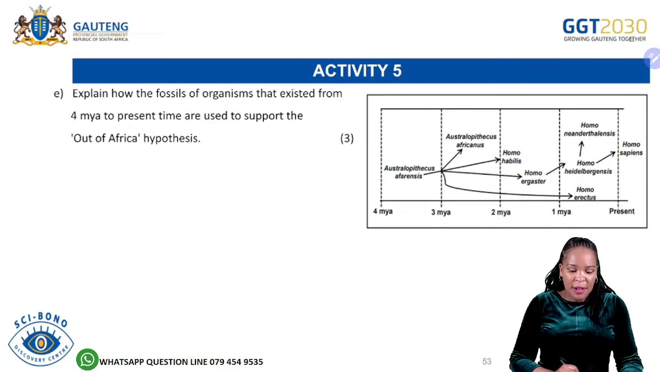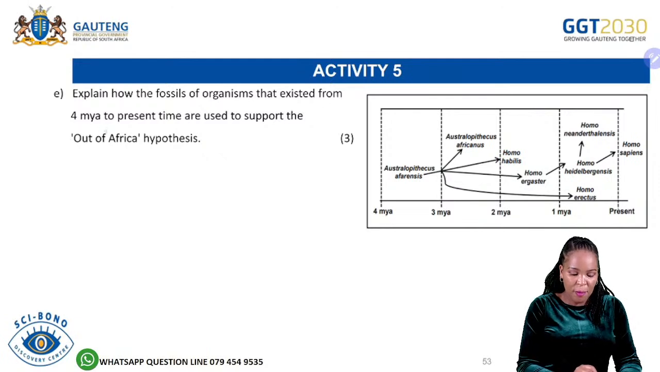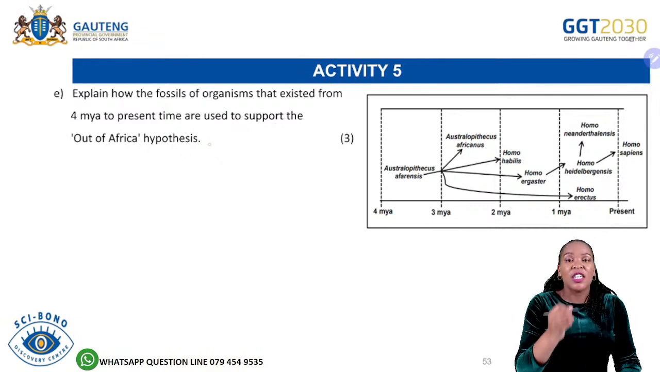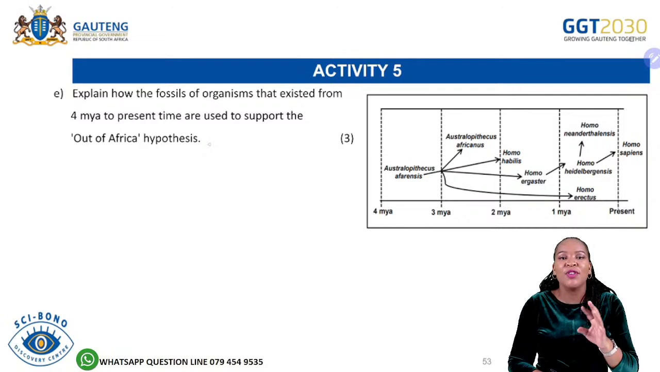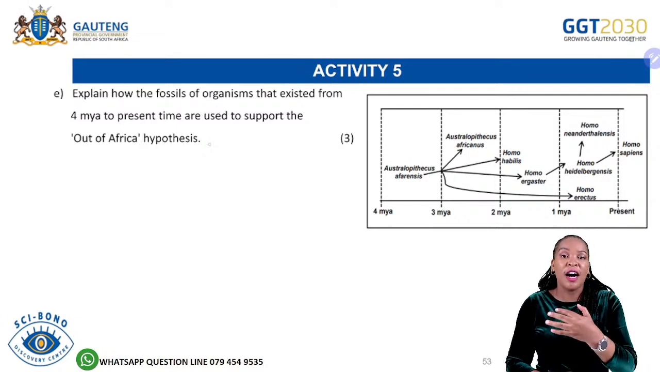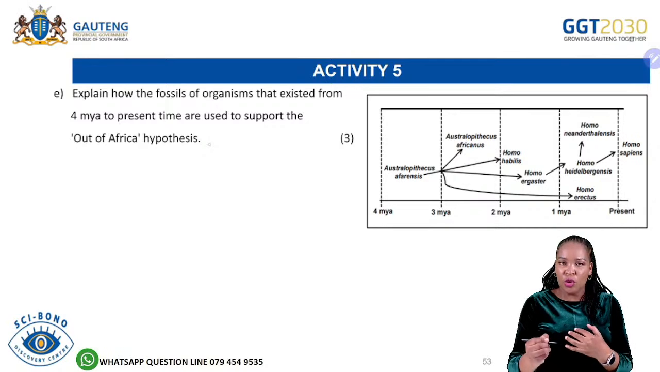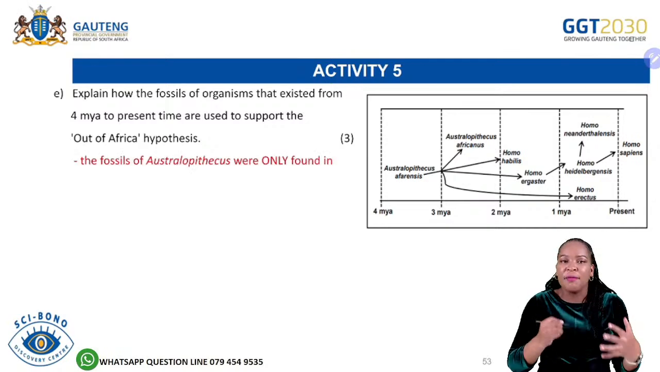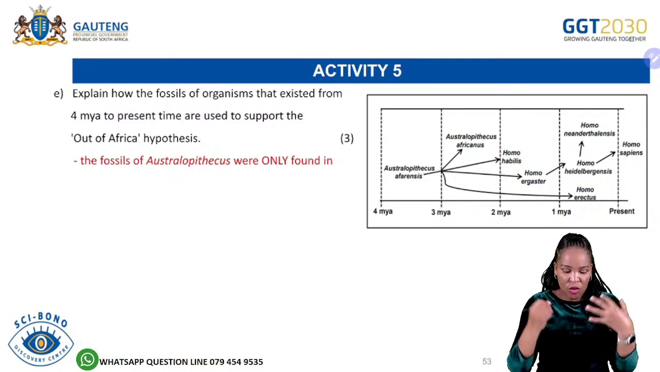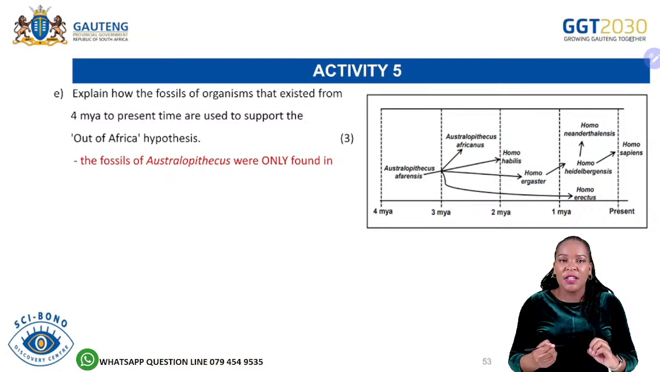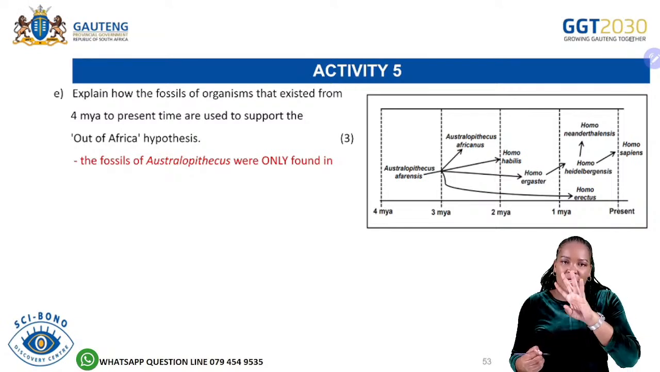Explain how the fossils of organisms that existed from 4 million years ago to present time are used to support the out of Africa hypothesis. Now, this is what we've just spoken about. What fossils were used to support the out of Africa hypothesis? This one, you're just going to run and fly with it and get your 4 marks. I see here they give it 3 marks, but in the exam last year, I think they gave it 4 marks.